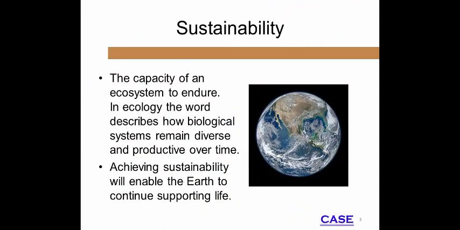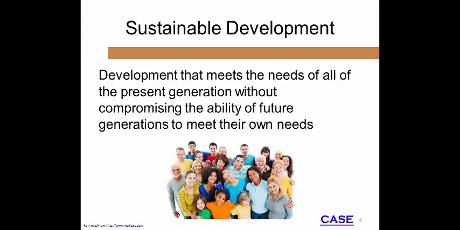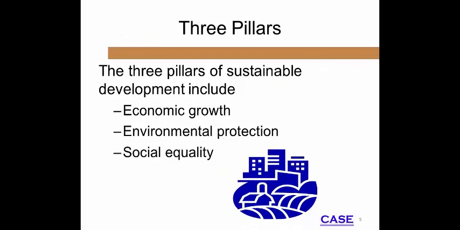Sustainability refers to the capacity of a system to continue to support diverse life. Sustainable development refers to meeting current needs without compromising the ability to meet future needs. The three main pillars of sustainable development.